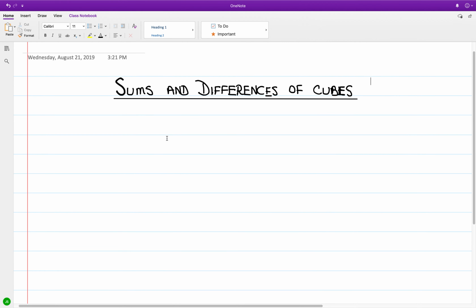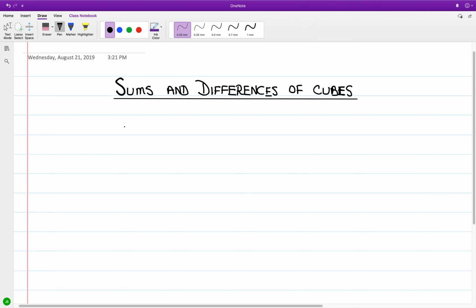Okay, regarding sums and differences of cubes, on the side of sums we have the algorithm a to the third plus b to the third. We're going to have one binomial factor in the form of a plus b, and the other factor is going to be a trinomial, a squared minus ab plus b squared.